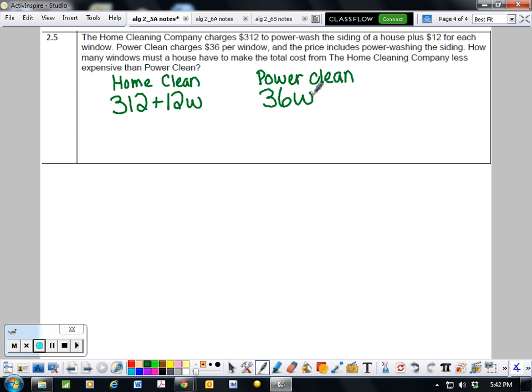We're good to go. So now I have to look at the relationship between the two. How many windows must a house have to make the total cost from the home cleaning company less than the Power Clean? So I want home cleaning less than the Power Clean. And there's our inequality. And so we're not going to really work this out because, again, we're just practicing writing these inequalities because we've practiced solving them. It's the setting up of these word problems that are tricky. And so if we just concentrate on how to set it up, we don't have to worry about the rest of it and get bogged down.